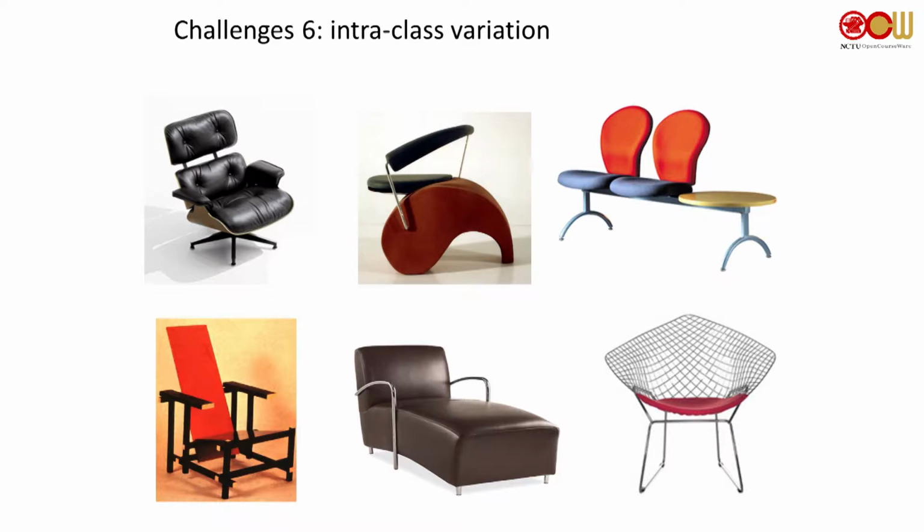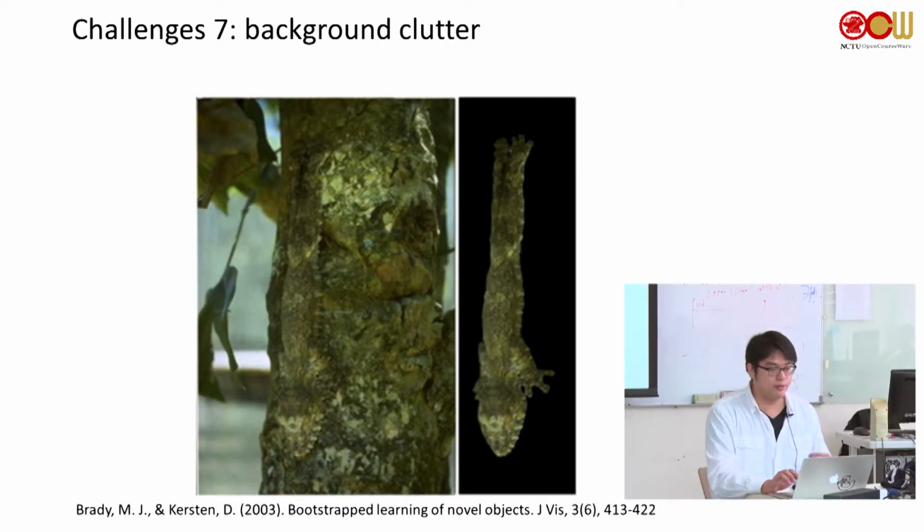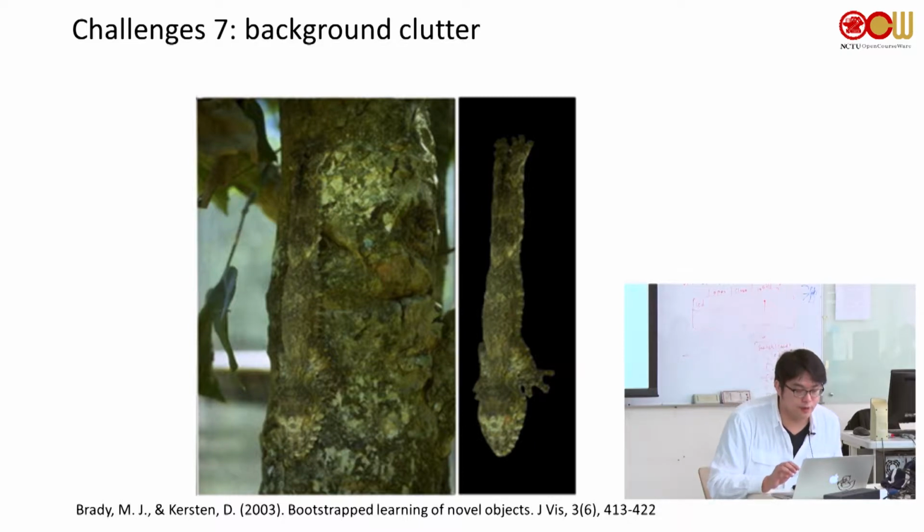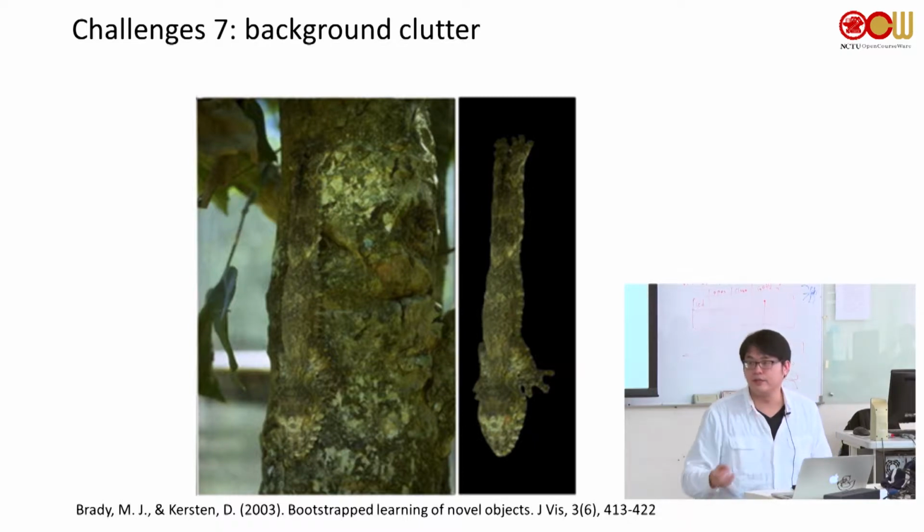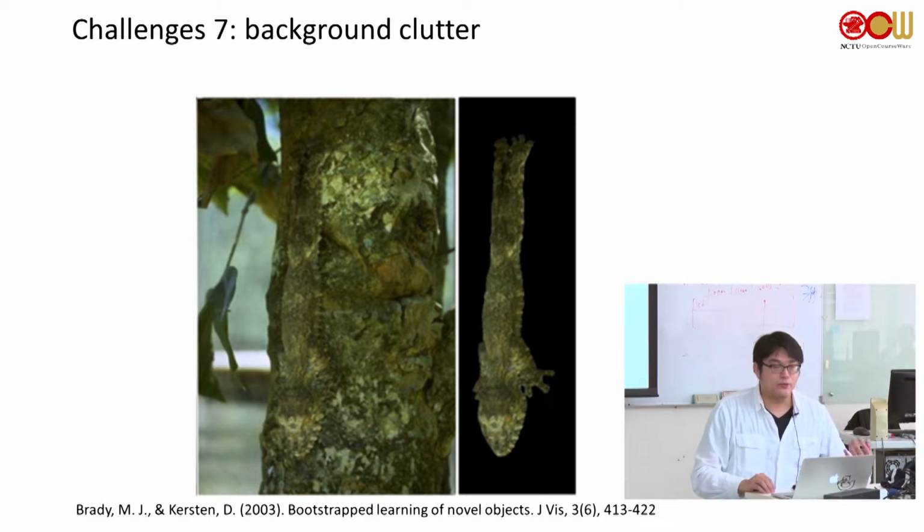Or even more challenging, suppose we are saying a chair, and there are several different types of chairs. So intra-class variation becomes another challenge. Finally, there is some kind of noise, maybe from the background, and it will ruin the object detector, right? This is also something in nature, where some animals sit in front of a cluttered background so that it could fool the visual system of the predator.